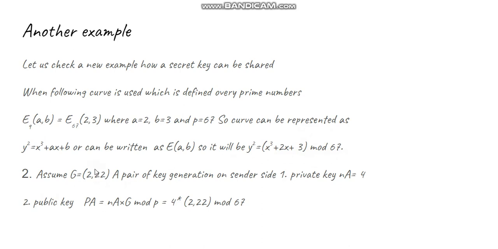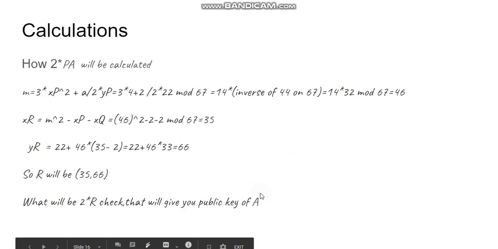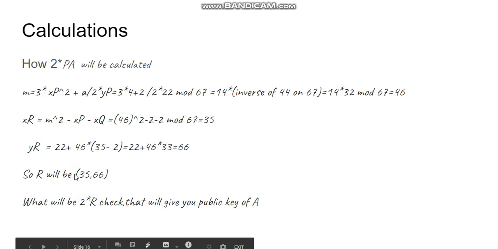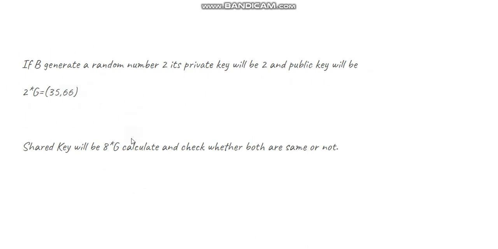So let us suppose they agree on one base point. A will calculate its private key. Let us suppose it is 4, and will calculate this value, right? This will give the public key. So this is how 2 into PA is calculated. Then again we have to add it one more time to get the public key of A. Similarly at the receiving end we need to calculate another key, and finally we need to calculate this for 8 into G. So this will be the shared key.